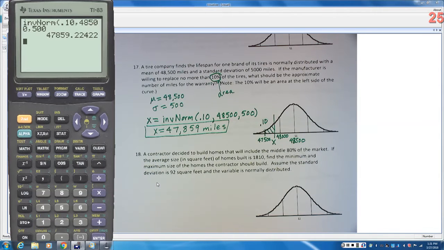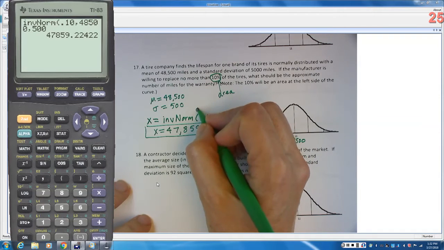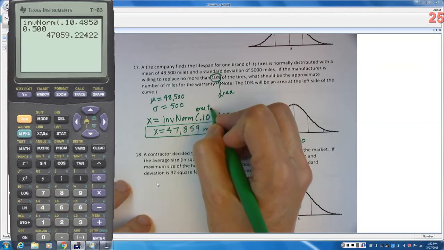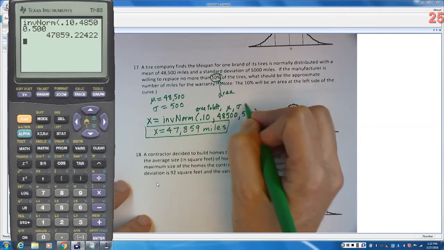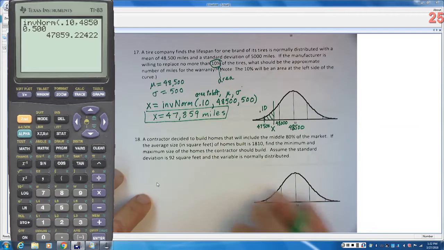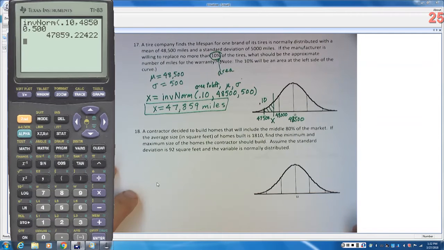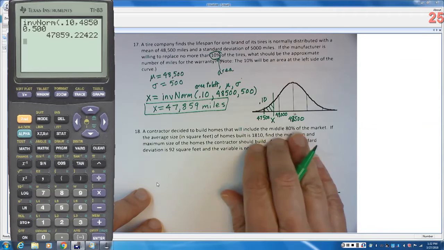So if you're given an area, told it's normal, given a mean and standard deviation, you can use inverse norm, and you can use it directly. Just remember, this is the area to the left, and this is the mean of x, standard deviation of x. This is an example similar, but middle 80%.